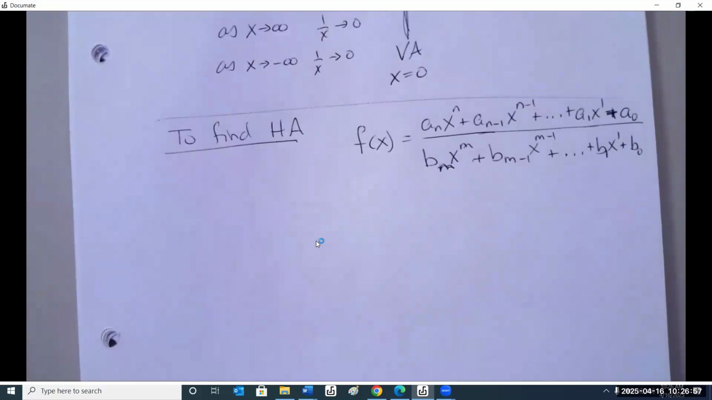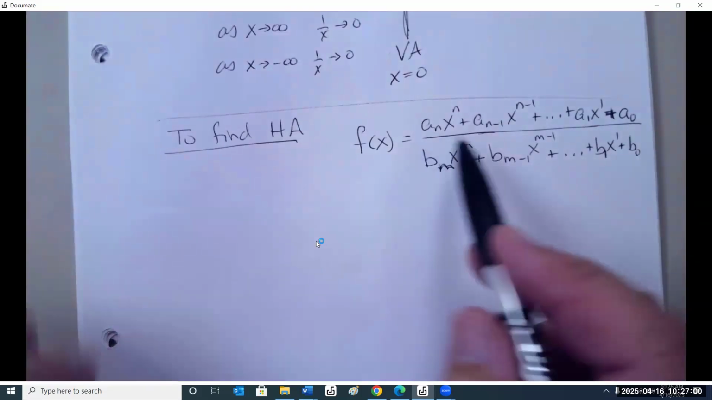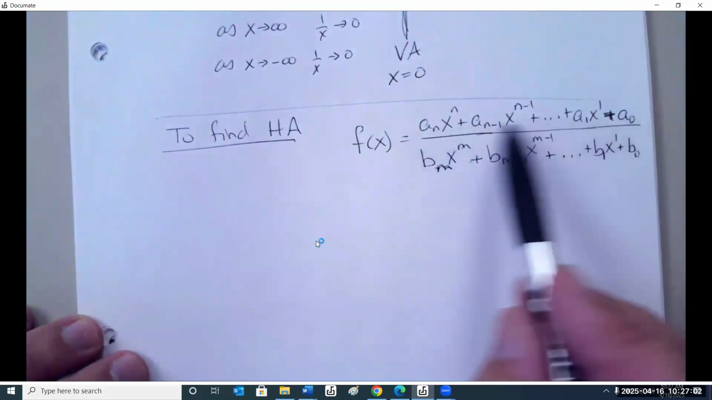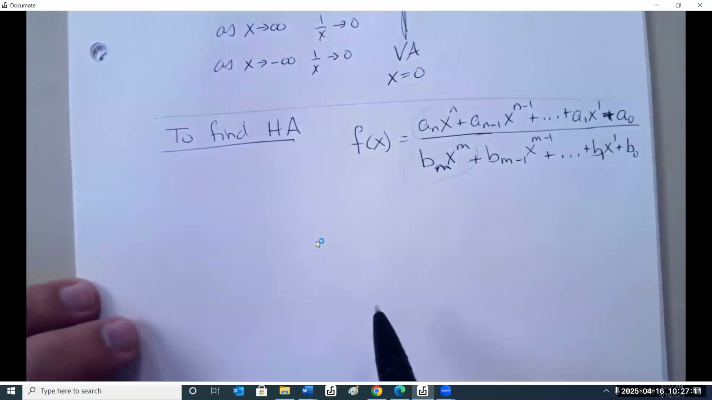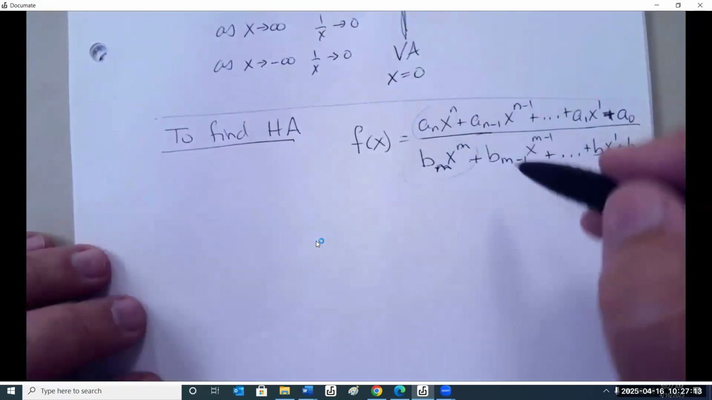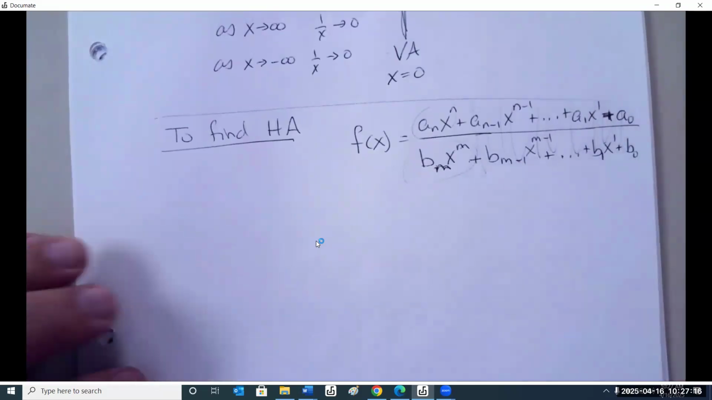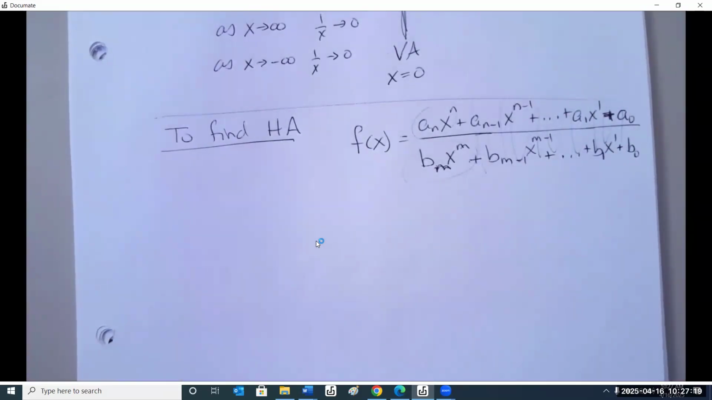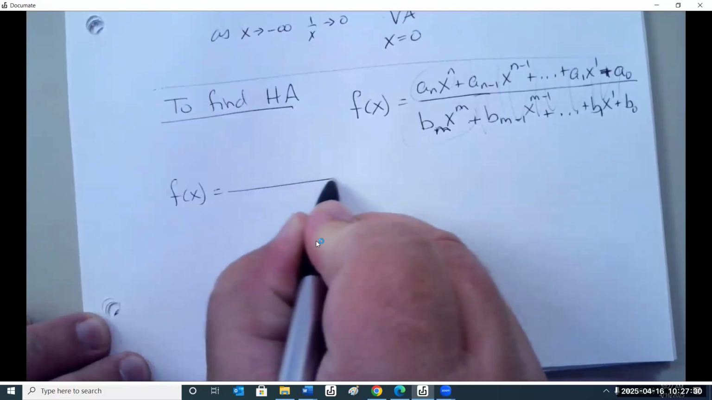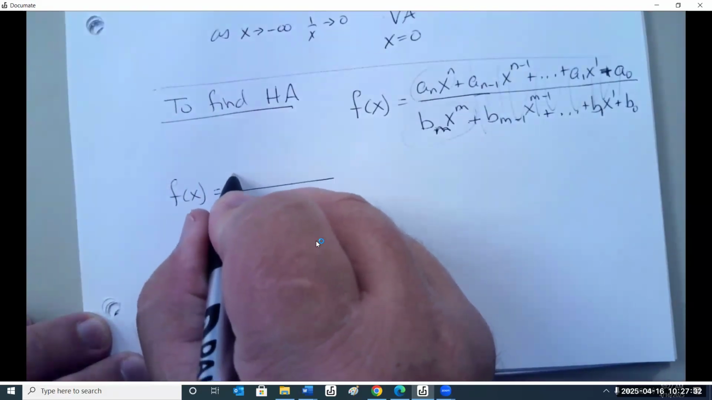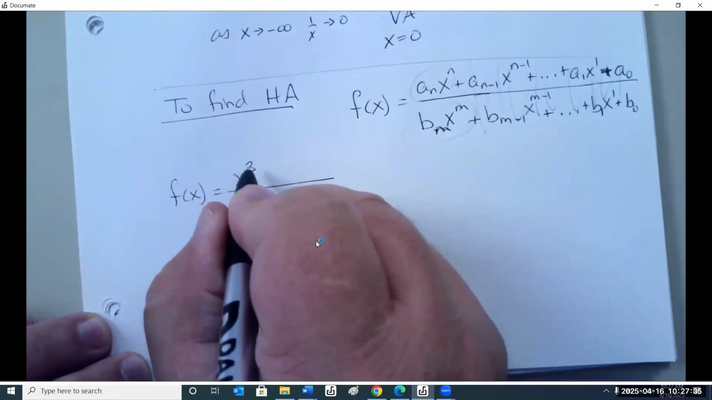What matters with polynomials, out of all these numbers, let's look at the top. Out of all these numbers, which one has the most power to it? The leading one. Same with the bottom. So those are the ones that are important. The rest of the numbers we can get rid of. Mathematically, let's say I had a number x to the third, or x to the fifth, let's say fifth.